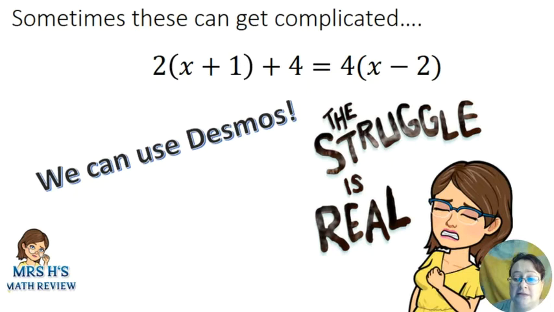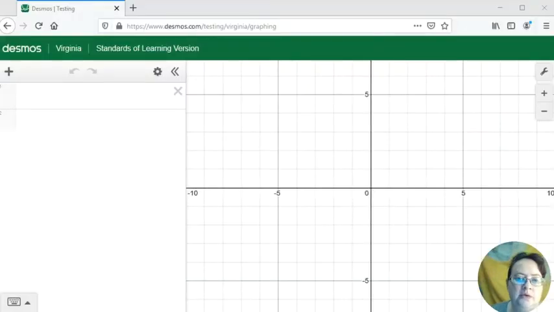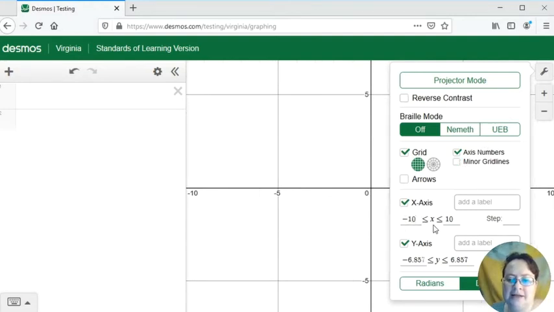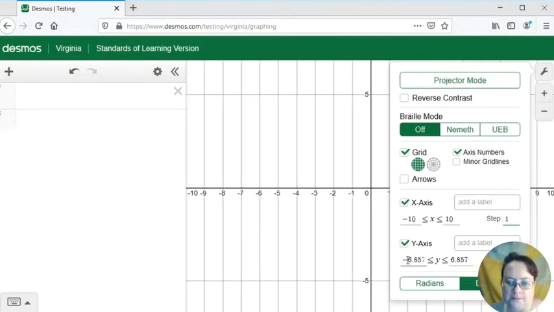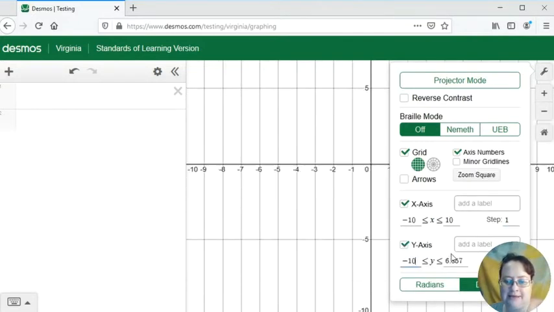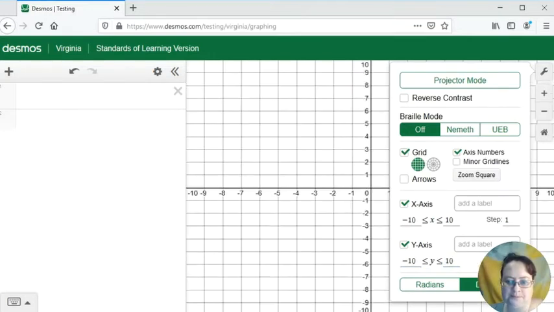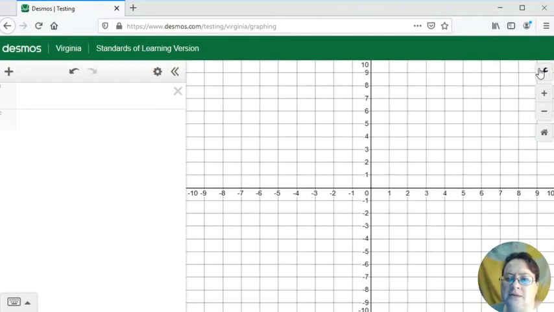When we use Desmos, the first thing we need to do is adjust our settings. So I'm going to click on this little tool at the top on the right. I want to deselect minor grid lines. Make sure my x-axis says negative 10 to 10, and I want the step of 1. And I want to do the same thing for my y-axis, negative 10 to 10, and step 1. I can click the tool again to make that go away.